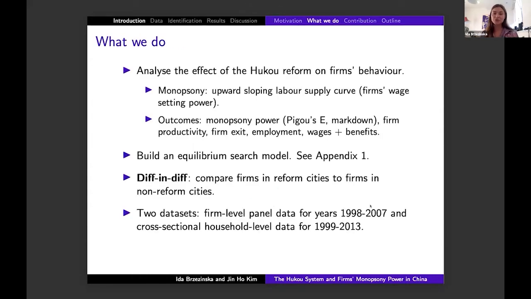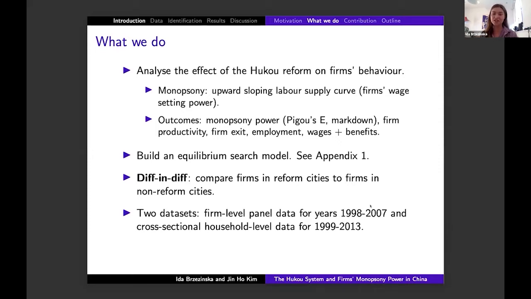So what we do is we try and analyze the effect of that reform on firms' behavior. And our main outcome of interest will be monopsony, which we understand to be firms' wage setting power that they hold over labor. But we also look at other outcomes. So firm productivity, how it affects exit, what happens to employment and wages and benefits. Without going into too much detail, there is an equilibrium search model that we build. You can look it up in the paper or in the appendix, and it gives us some equilibrium solution that has predictions about what will happen in the economy. But let me focus on the empirical results.